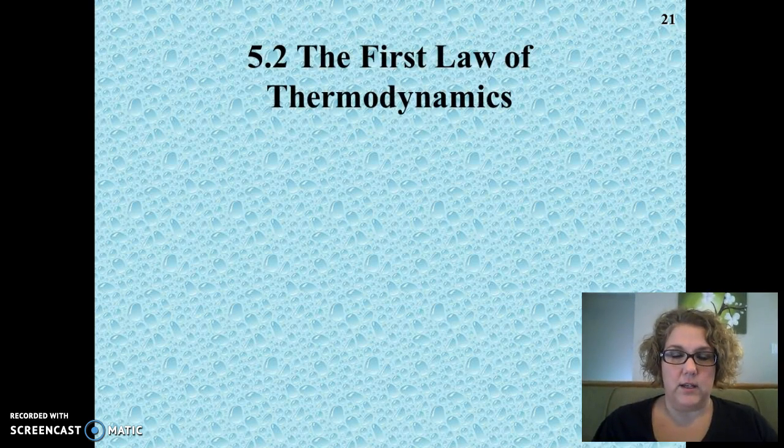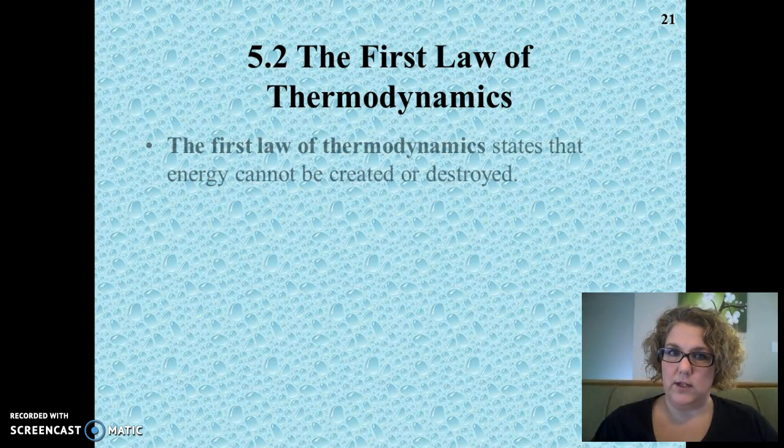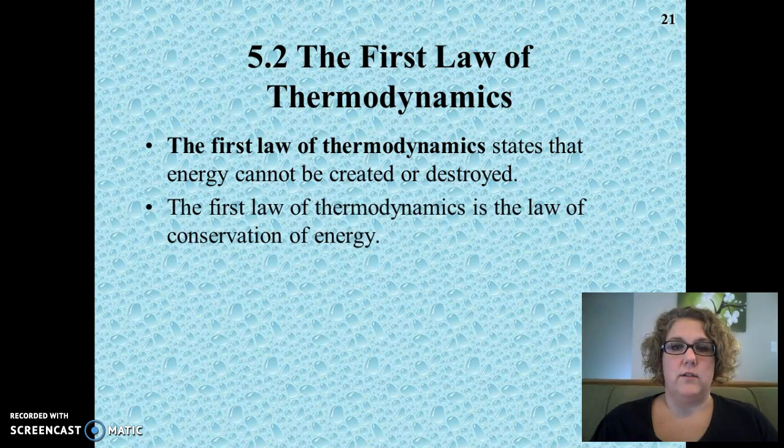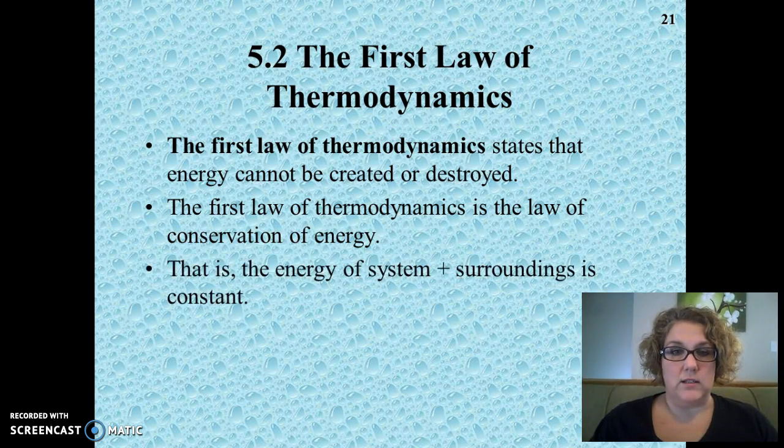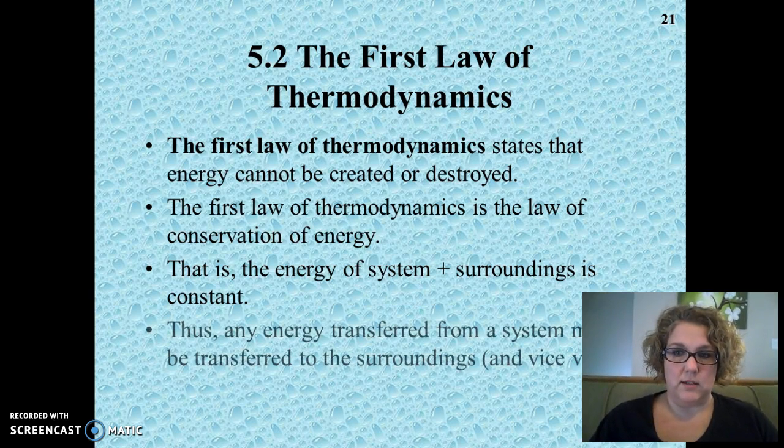Okay, putting this all together into a math equation. 5.2 in the text has to do with the first law of thermodynamics. We know that one already. It states that energy cannot be created or destroyed. The first law of thermodynamics is also called the law of conservation of energy. So that is, the energy of the system plus the energy of the surroundings is a constant number. Okay? It's just energy flows from the system to the surroundings and vice versa, but it stays constant.